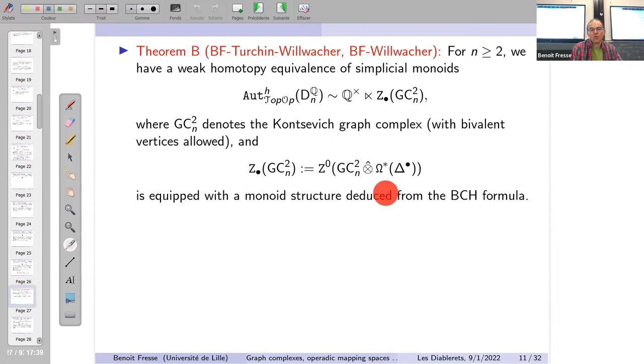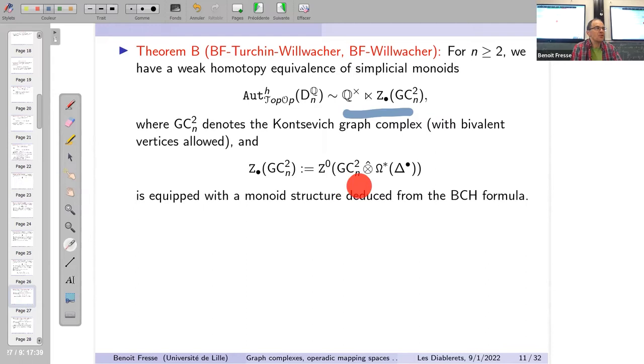And this simplicial set is equipped with a monoid structure, actually a group structure, which is deduced from the Baker-Campbell-Hausdorff formula by using that this complex is also equipped with another Lie algebra model structure.